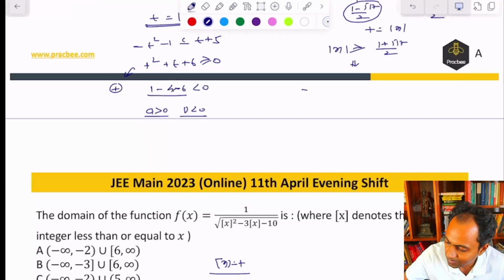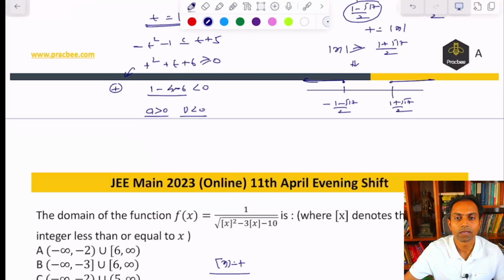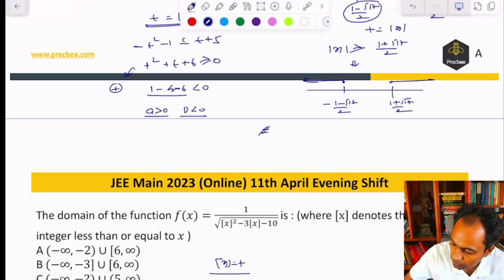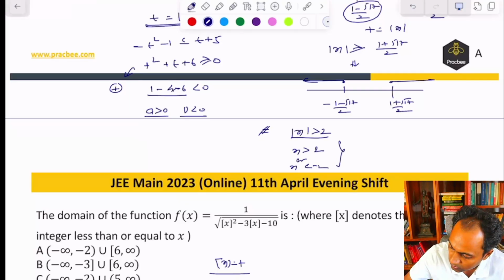Now again, if I simplify this, there are two solutions. Either my x would be smaller than minus 1 minus root 17 by 2, or it would be greater than 1 plus root 17 by 2. So what I am saying is a simple thing. If mod of x is greater than 2, then x can be either greater than 2 or x would be smaller than minus 2. This is what I have written. Okay, so now we have got our answer.